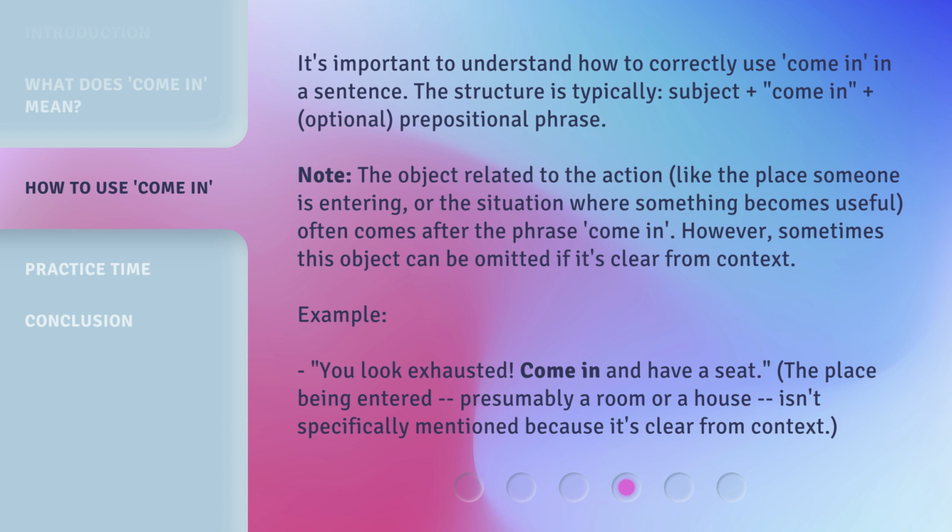Example, you look exhausted. Come in and have a seat. The place being entered, presumably a room or a house, isn't specifically mentioned because it's clear from context.